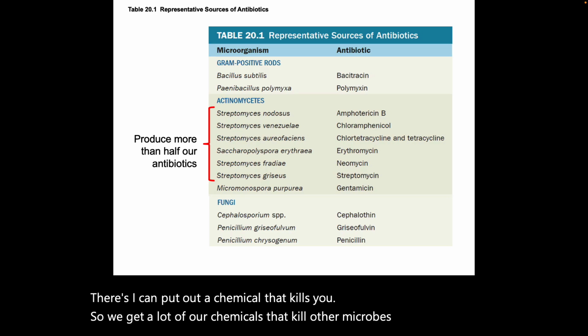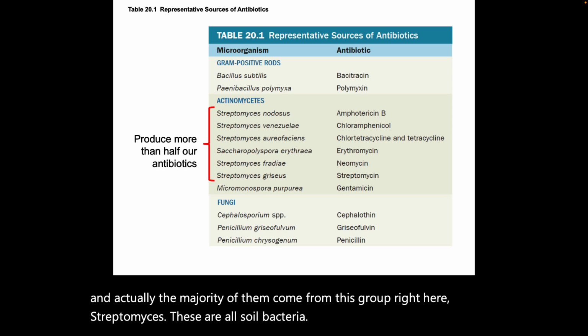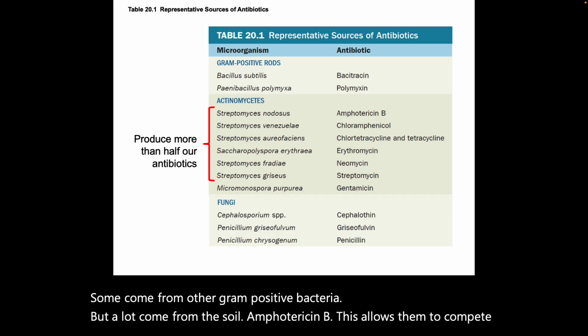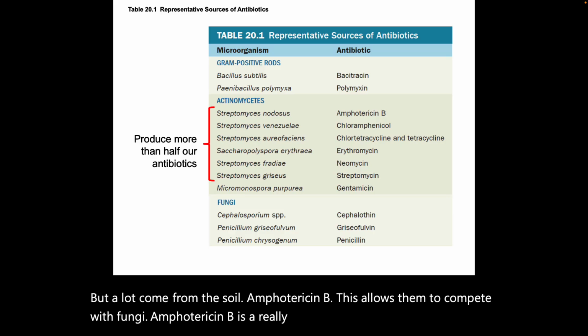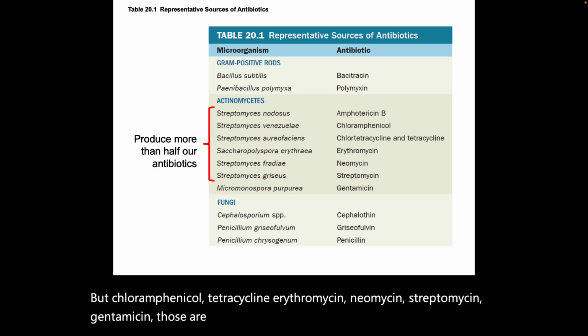Actually, the majority of them come from this group right here, Streptomyces. These are all soil bacteria, really, really common. Some of our antibiotics do come from fungi. Some come from other gram-positive bacteria, but a lot come from the soil. Amphotericin B, this allows them to compete with fungi. Amphotericin B is a really good antifungal. But chloramphenicol, tetracycline, erythromycin, neomycin, streptomycin, gentamicin, those are all antibiotics. Maybe you've even been prescribed them.